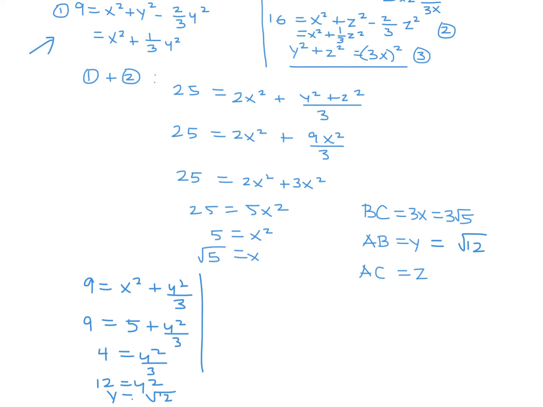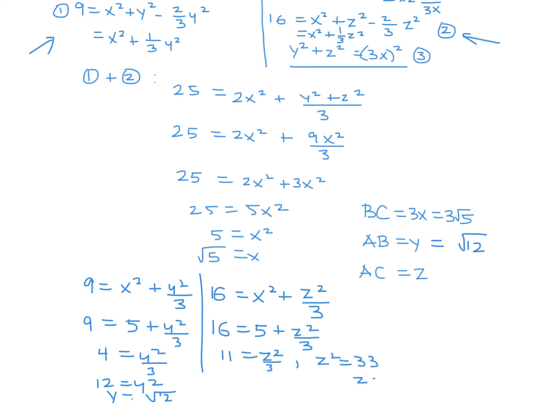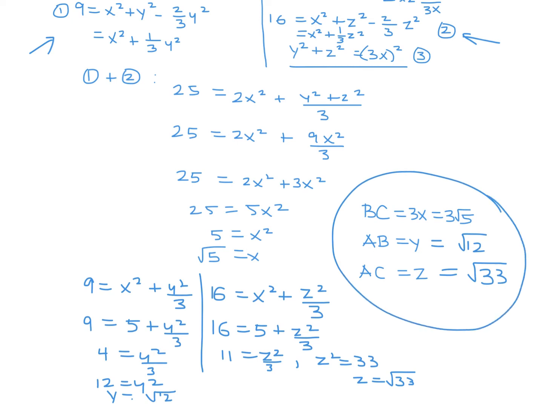I can just put it into this equation, I guess. So 16 is equal to x squared plus z squared over 3. 16 is equal to 5 plus z squared over 3. 11 is equal to z squared over 3. So z squared is equal to 33. Z is therefore equal to root of 33. And there you have it. Those are the lengths of the 3 sides of the triangle.